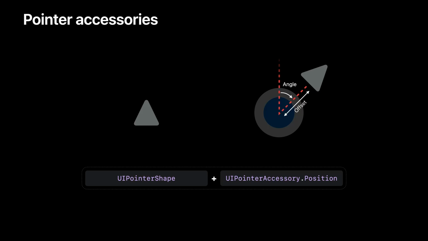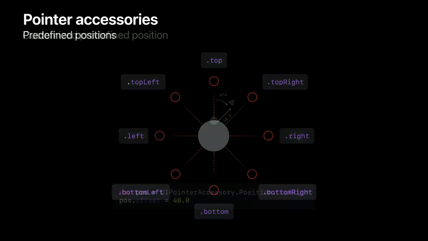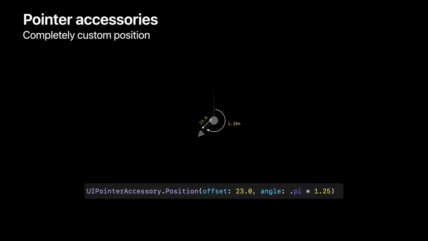Pointer accessories are composed of a UIPointerShape and a UIPointerAccessoryPosition, which describes the desired position as an offset from the pointer's midpoint and an angle from the top. For convenience, UIKit provides some predefined values for positions around the pointer. If the predefined positions don't quite fit your needs, you can use them as a starting point and customize individual properties. This example starts with the top right position and customizes the offset. You can also define entirely custom positions, as in this example, which creates a position with a custom offset and angle.